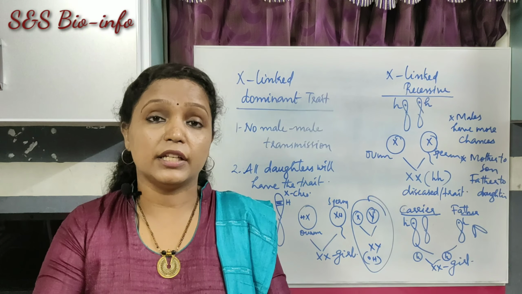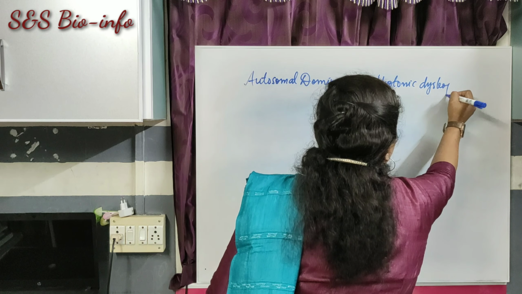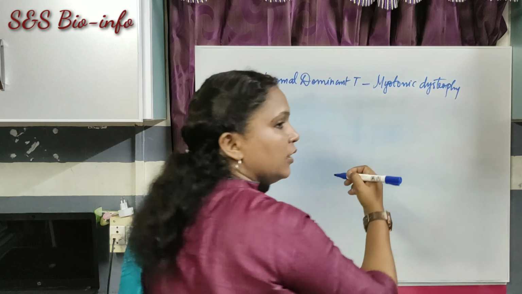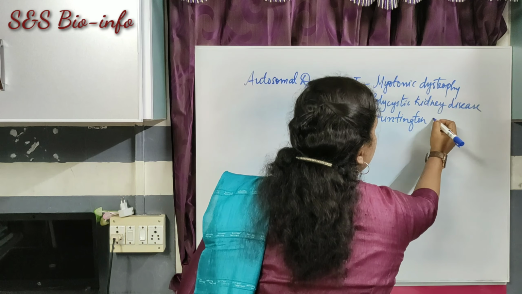Now let's study some examples of the different types of traits. First of all, autosomal dominant traits. Examples of dominant traits or diseases: myotonic dystrophy, polycystic kidney disease, Huntington disease. These are some examples of autosomal dominant traits.